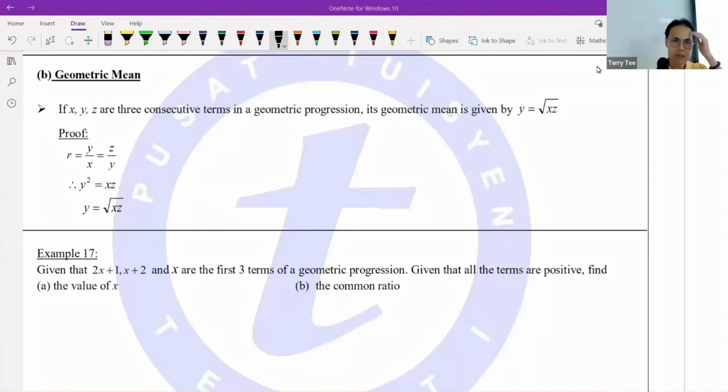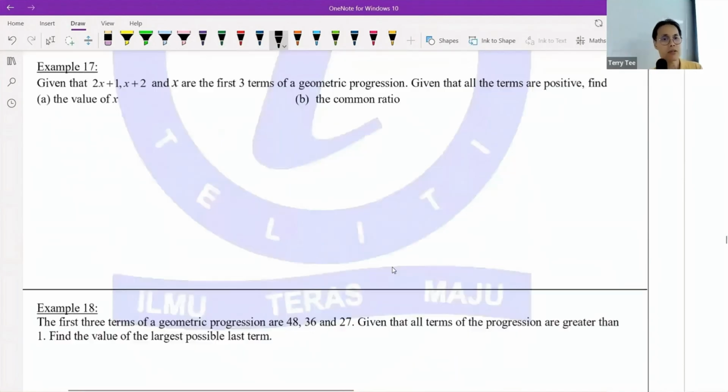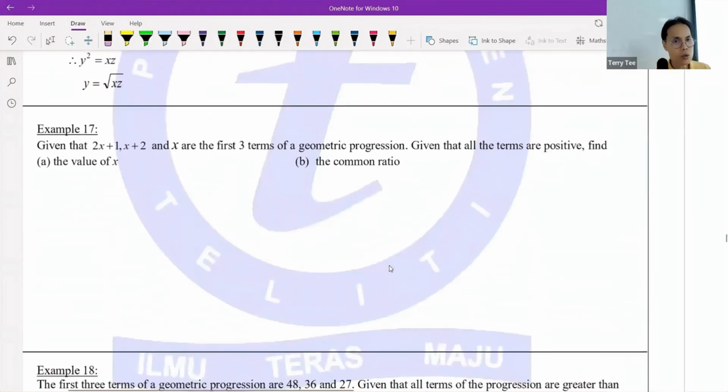Another formula that's not given in your textbook, but you don't really need to use the formula. We know T2 divided by T1 equals T3 divided by T2. The middle term is the square root of the product of the other two, x and z multiplied together. If you want to use the formula, fine. But you don't have to, because you can just use T2 divided by T1.